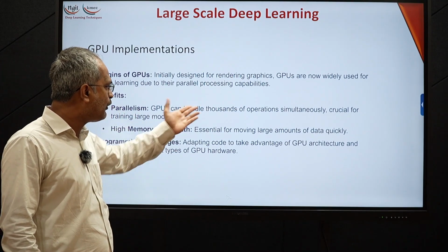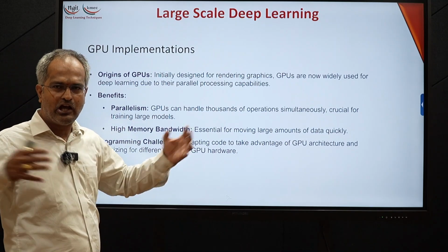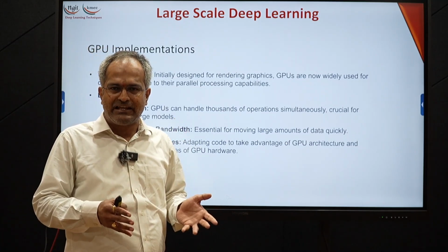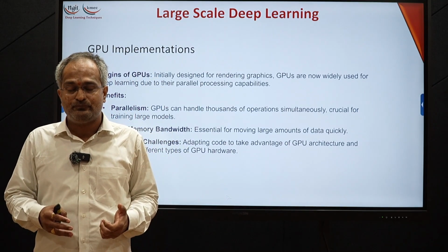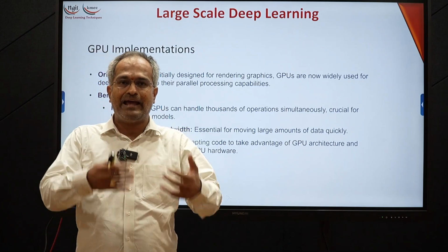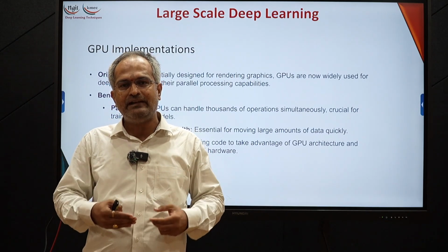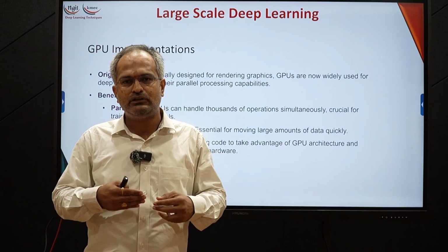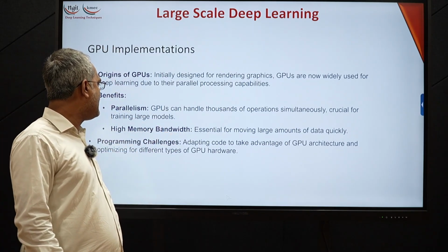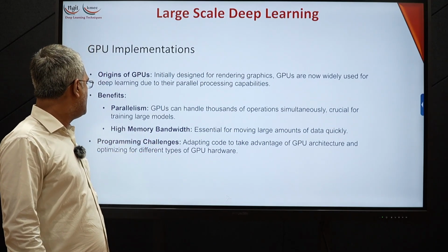GPUs can handle thousands of operations simultaneously, and this is crucial for training large models. In the models we have to perform matrix multiplication, which includes parallel processing of the various weights and the input, so that can be performed in parallel by using the GPU. It also has high memory bandwidth, but there are programming challenges.